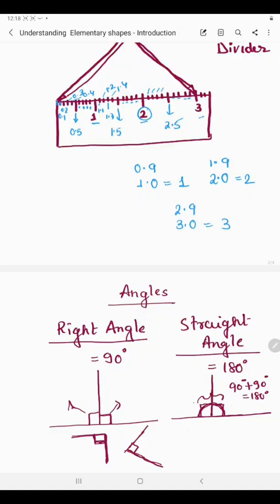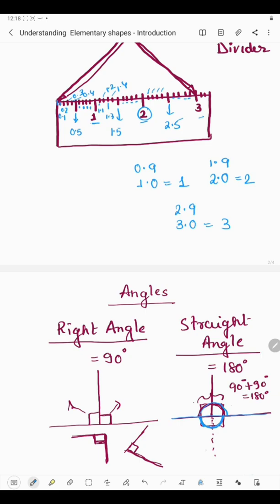So that means, now if you check the opposite side, suppose you extend the line here, this also makes 90 degrees and this also makes 90 degrees. So two 90 degrees make 180 degrees and it forms a straight line. That's why it is known as a straight angle. So this is also 180 degrees. This is also 180 degrees.